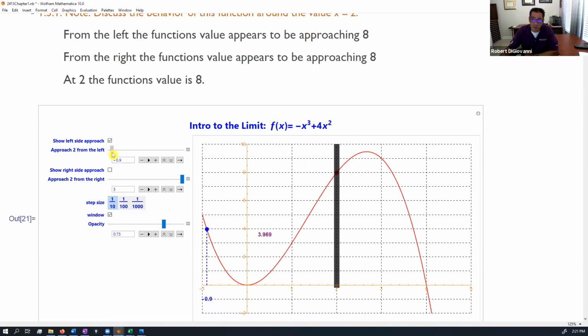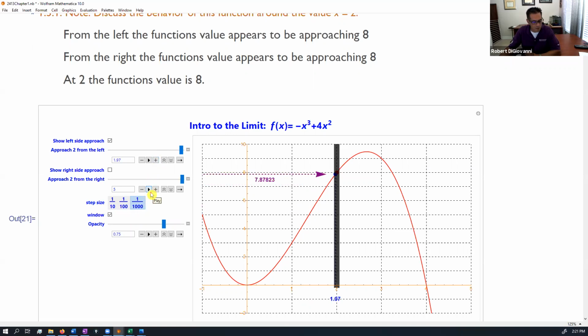If we come marching in from the left-hand side, the blue represents the x value and the purple represents the y value. We're marching along from the left. The x value is getting closer and closer to 2: 1.6, 1.7, 1.8, 1.9, and look at the y value, 7.581. It gets closer and closer. I'm going to keep marching. 1.91, 1.92, 1.93, 1.94, 1.95, 1.96, 1.97.